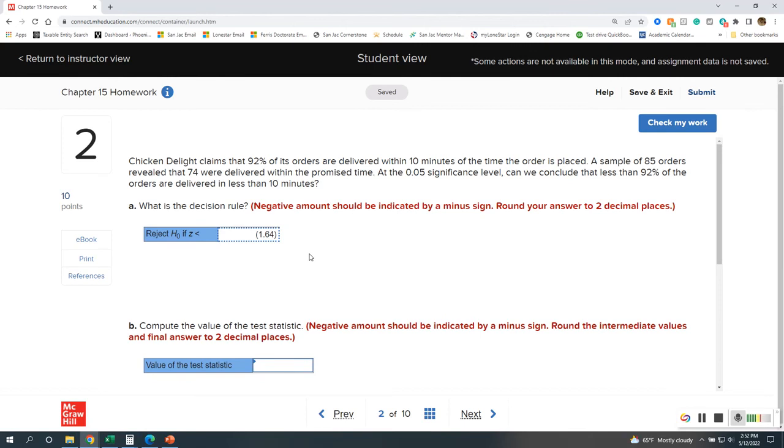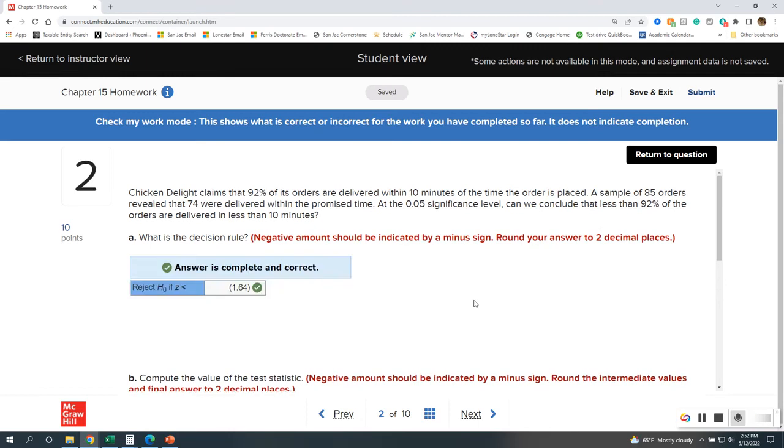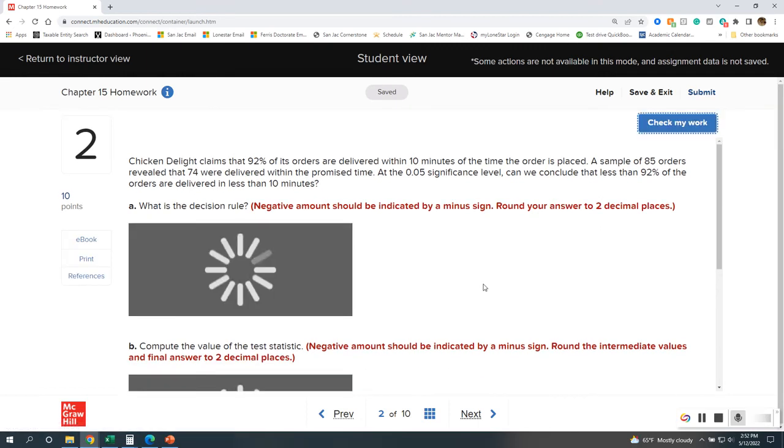So I put a negative in front. The negative is there because we're looking at less than. So we're going to be looking at a lower limit. So check is correct.